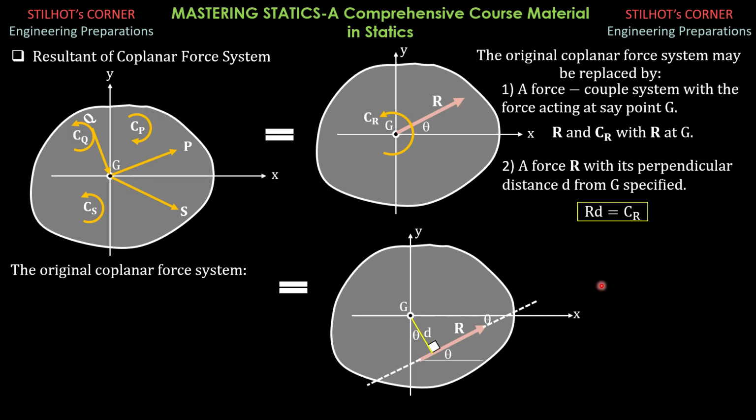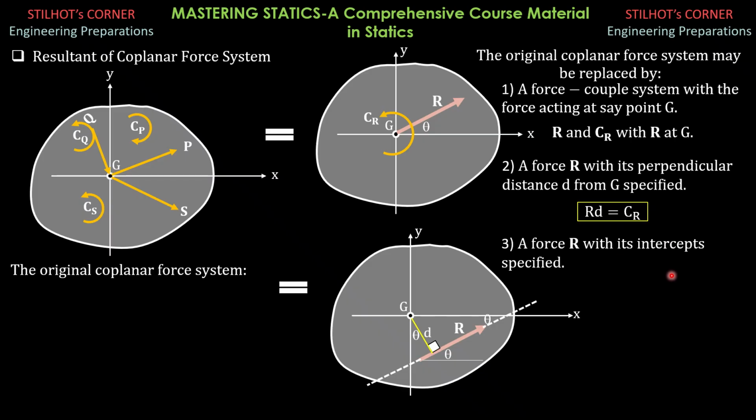Then finally, we can also replace the system with a single force R and with specified intercepts. So take note that if I call this theta, this is also theta, and this is also theta, the angle between the normal line and the vertical angle of inclination. So I already explained that in the preliminary part of statics.